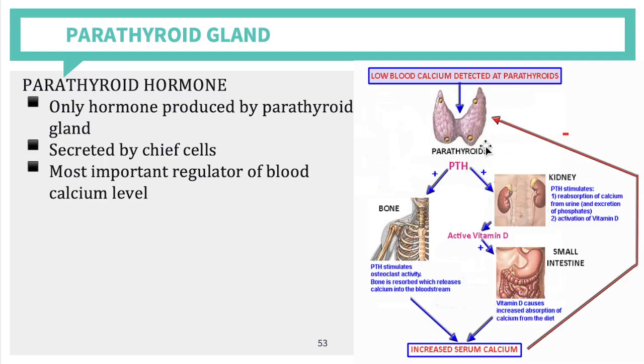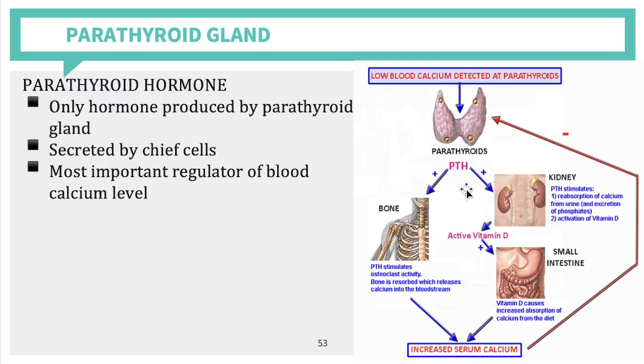How about the kidney? What is the effect of parathyroid hormone on the kidney? Your parathyroid hormone will stimulate reabsorption of calcium from the urine, and more phosphate will be excreted. So again, calcium is reabsorbed, so our serum calcium rises.